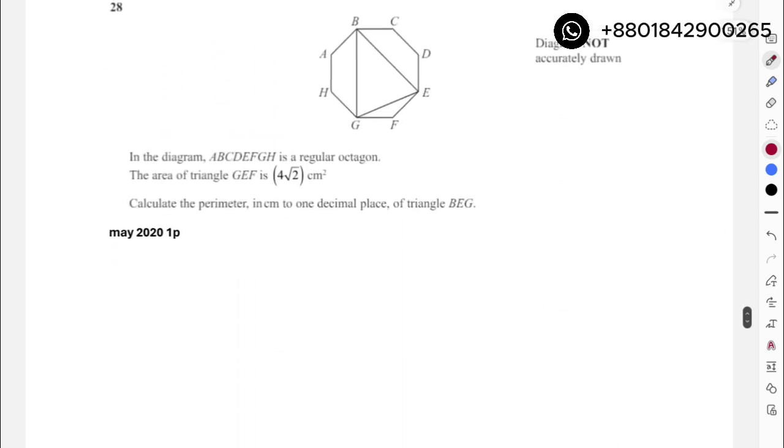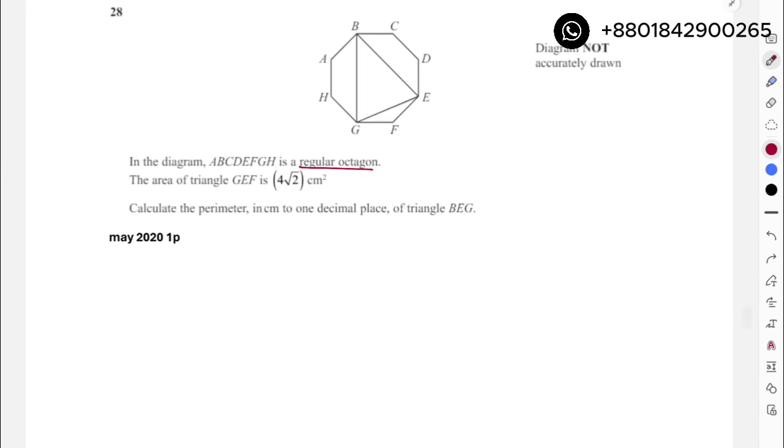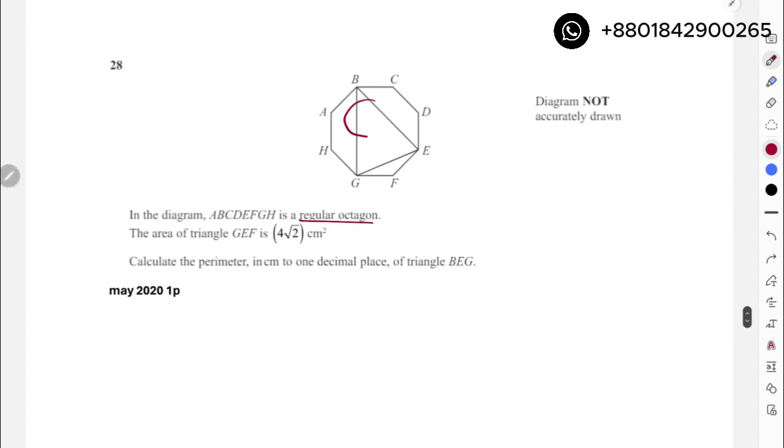This is from May 2020 paper 1. In this example, they are saying that the diagram ABCDEFGH is a regular octagon. Sorry, the area of the triangle GEF is given. This triangle is given as 4 root 2, and then we need to find the perimeter in centimeters to one decimal place of the triangle BEG. So for the perimeter, we basically need to find the lengths of BG, BE, and GE, right?